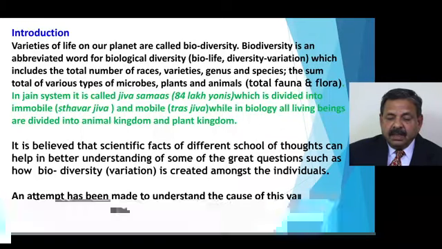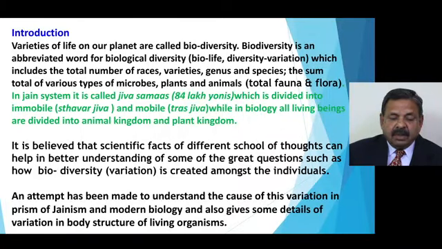It is believed that the scientific facts of the different schools of thought can help in better understanding of some of the great questions, such as how biodiversity or this variation is created amongst individuals. You will see that there is a great range of variation from individual to individual. Within a species, there is a great number of variations. Within the genus, there is a great number of variations. Within the classes, there is a great number of variations. So how this variation is generated in the universe is a matter of study.